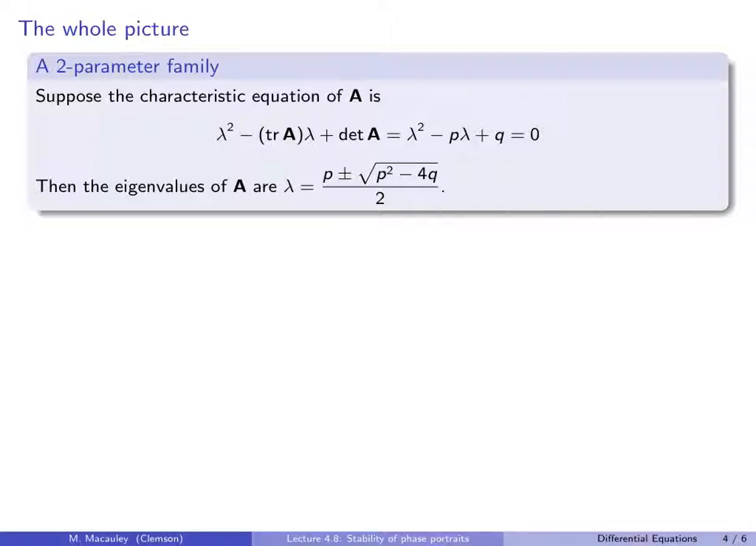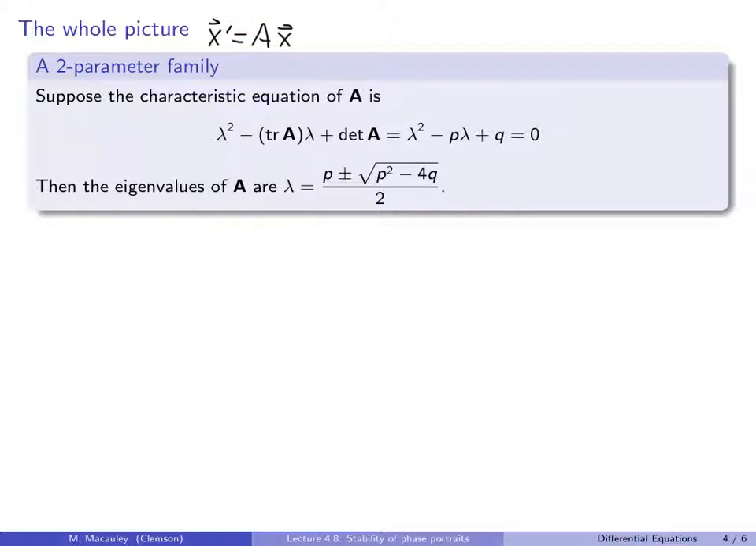The example on the previous slide is actually a special case of a more general setting. So the phase portrait of a system x prime equals Ax, remember, just depends on the eigenvectors and eigenvalues of A. And the qualitative nature, whether it's a node or a saddle or a spiral or an ellipse, etc., just depends on the eigenvalues of A.